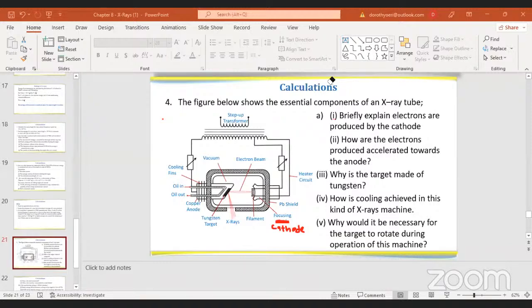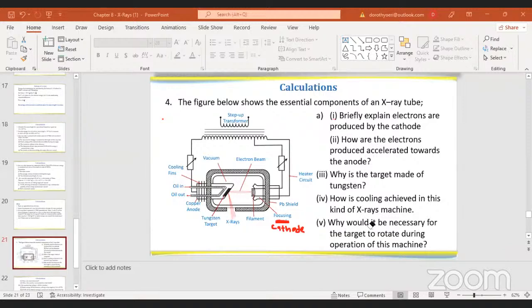And then, how is cooling achieved in this kind of X-ray machine? Oil in, oil out. Nimrod, yes? Cooling is provided by the cooling fins on the outside of the tube and the circulation of oil through the channels in the copper block. And also the copper. The anode is made of copper. There are three ways of cooling.